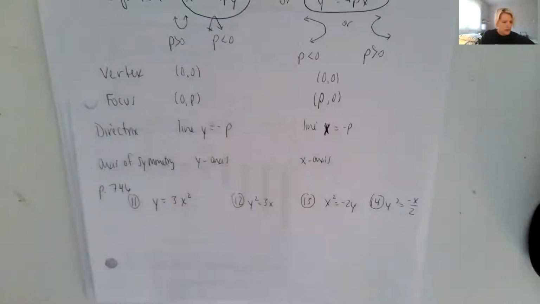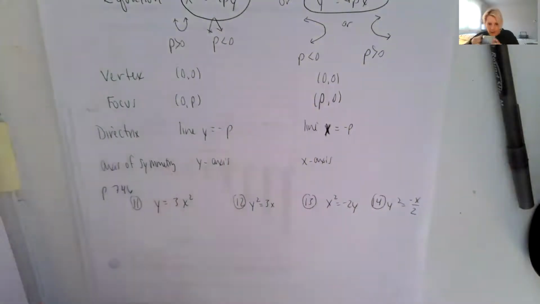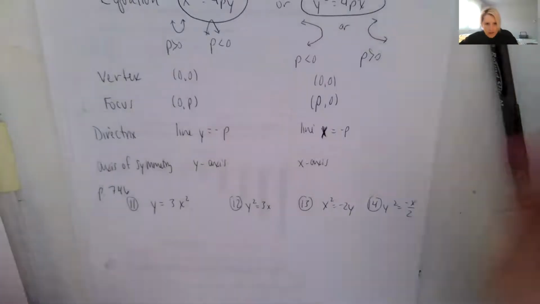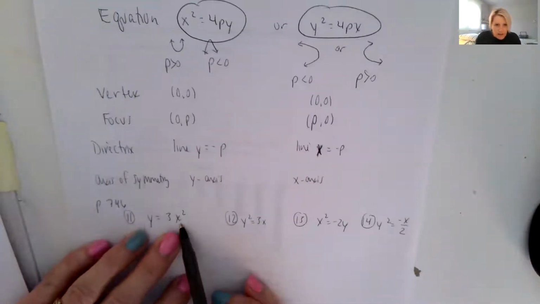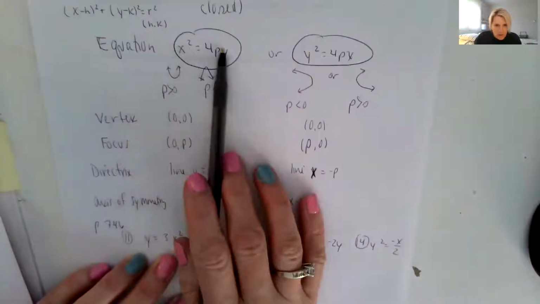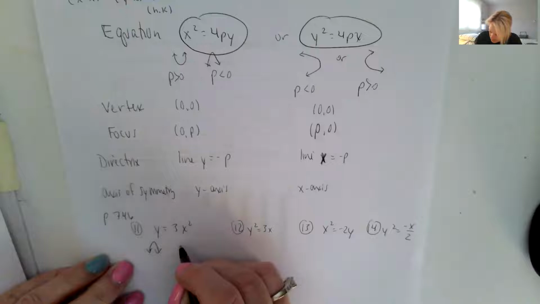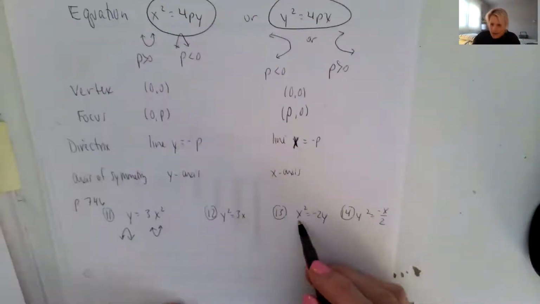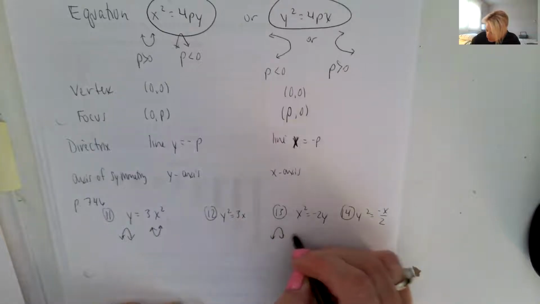I thought it would be good for us to get familiar with what they look like and how the visual graph looks compared to the equation. So before we make our guesses, let's go by the squared. x is squared in number 11, so we know it's going to be an up or down. And the x is also squared in 13, so it's also going to be an up or down.